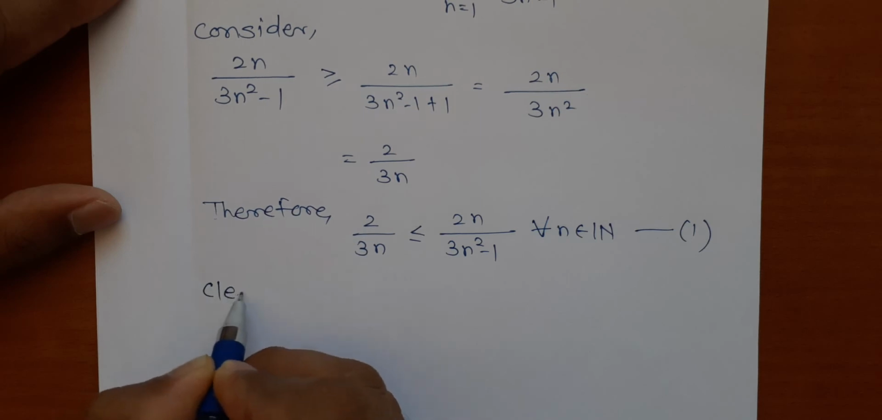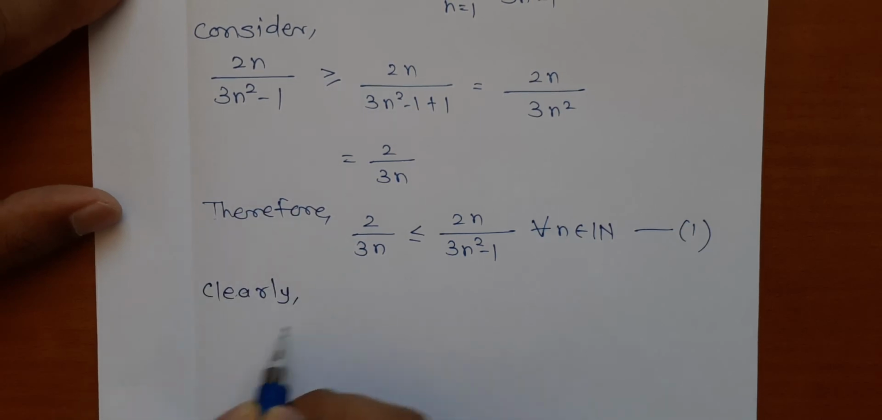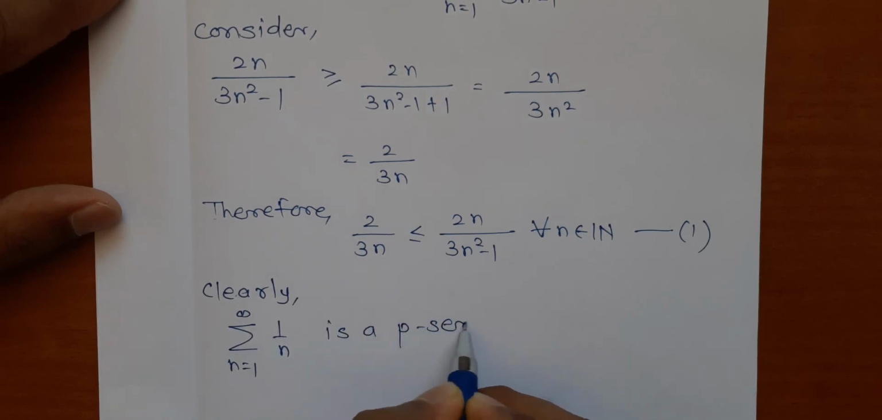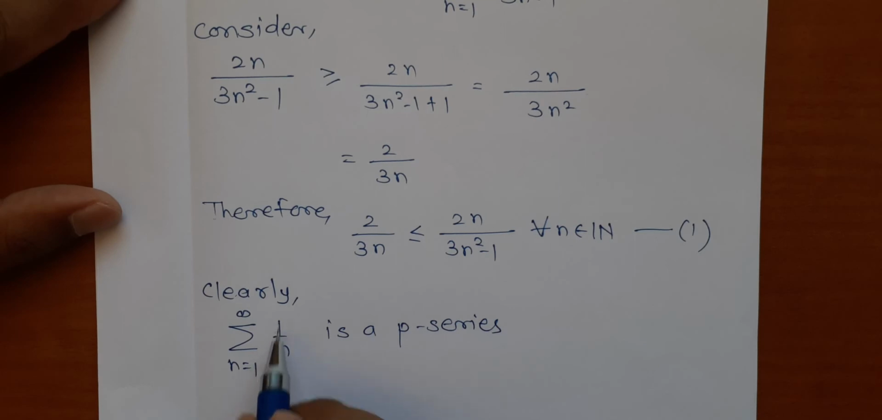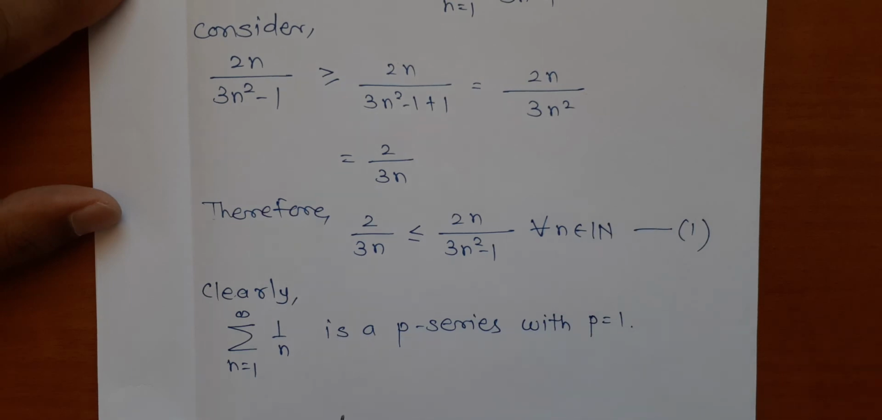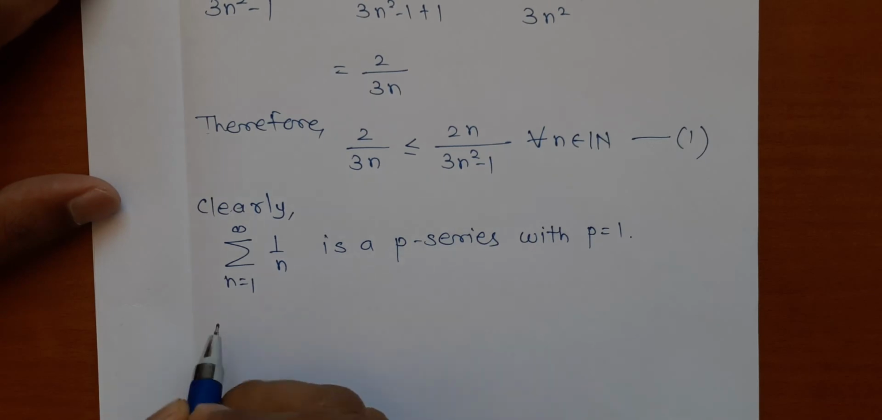Clearly, summation 1 by n running from 1 to infinity is actually a p series. Are you familiar with p series? A p series means summation 1 upon n raised to p. Here, what is the value of p? p means the power of n. What is the power of n? 1. So p is equal to 1. When you have any p series with p less than or equal to 1, then it is a divergent series. We have got p equal to 1, so it is a divergent series.